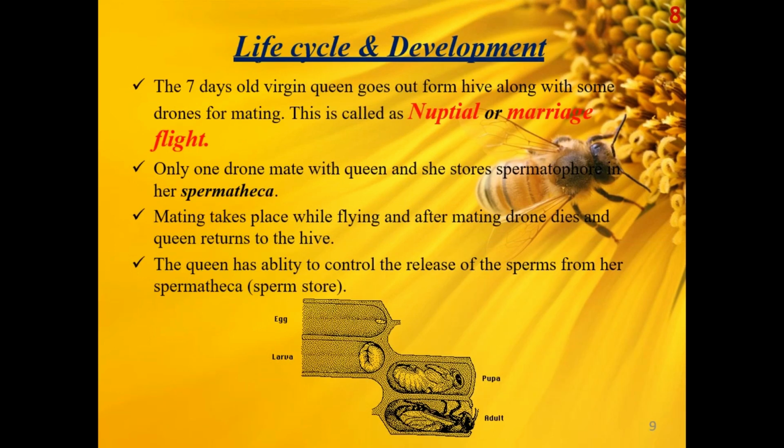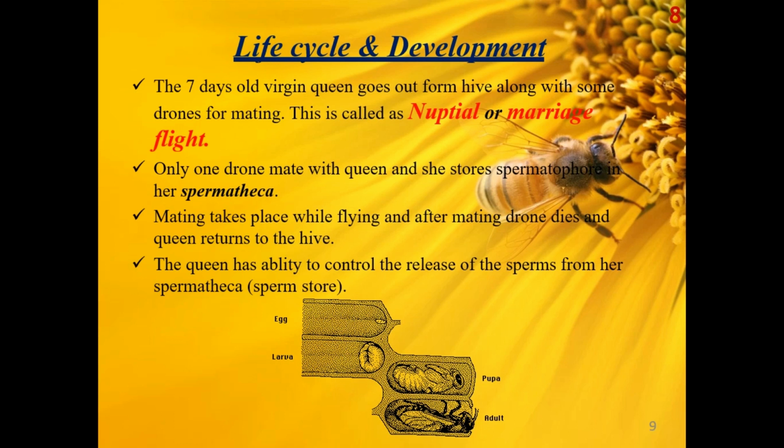Now I want to tell you the life cycle of the honeybee. At seven days old, a queen goes out of the hive along with some drones for mating. This is called the nuptial flight. Only one drone mates with the queen, and she stores the sperm in her spermatheca.